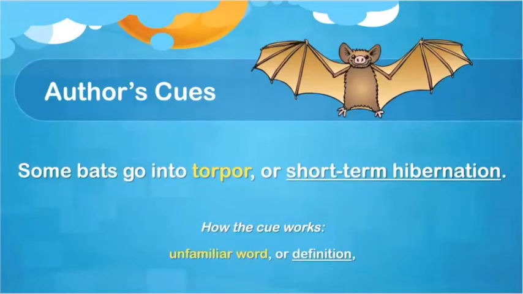In the next example, the author also gives us a cue, a comma, to pay attention for the meaning of an unfamiliar word. The sentence says, "Some bats go into torpor, or short-term hibernation." The author gave the unfamiliar word, followed by a comma, the word or, and the definition. The word torpor means short-term hibernation.